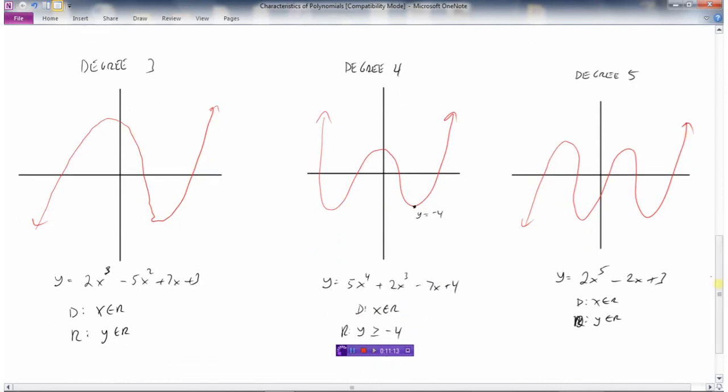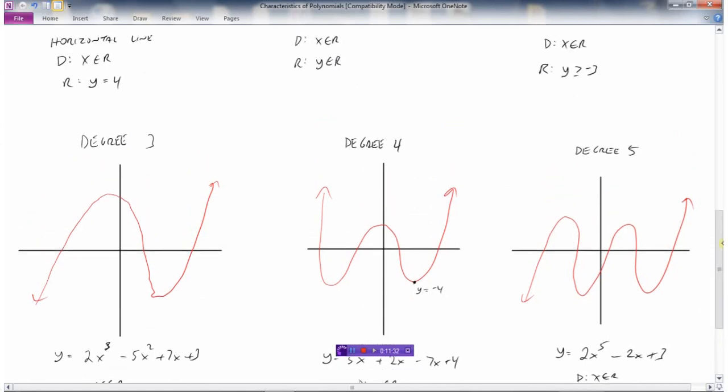And we've learned that when the degree is odd, the range will be all real numbers, and when the degree is even, the range will not be all real numbers. There'll either be a minimum point, or we'll look in a bit, maybe a maximum point. And in all cases, the domain is all real numbers.